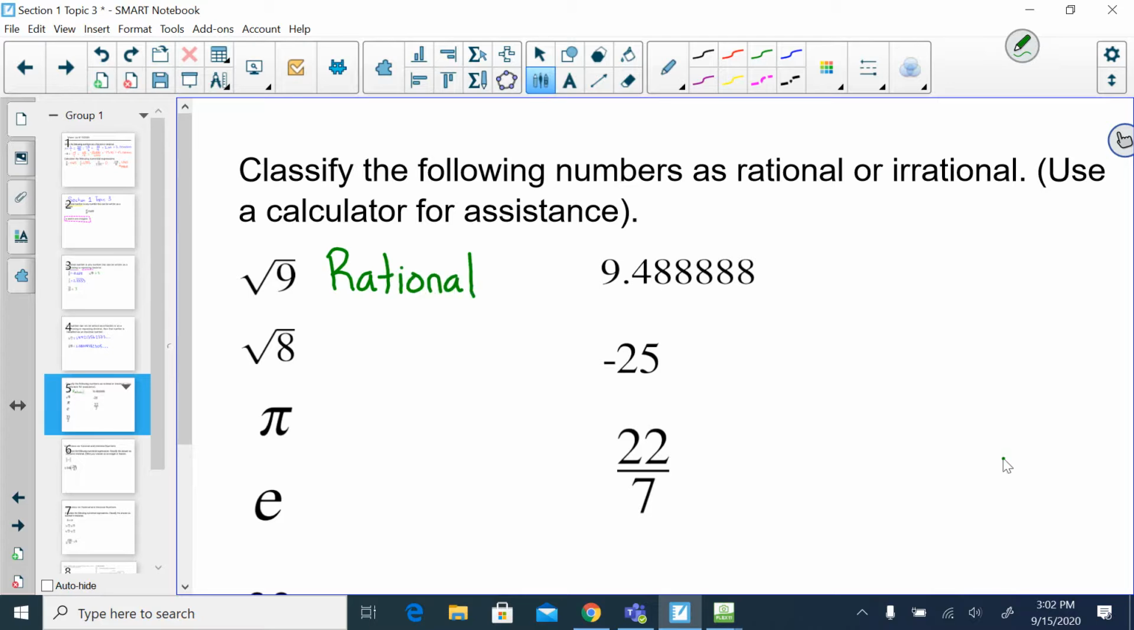Square root of 8 is going to be a very long number, right? It's going to be like 2.8 something. Let me get my calculator out. Square root of 8 is like 2.828427142, and it keeps going on further than that. So this one, we classify as an irrational number.